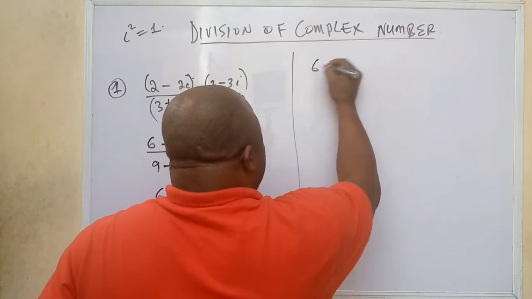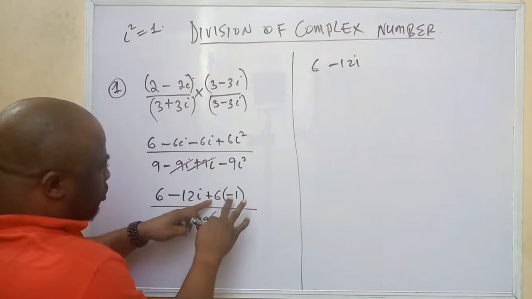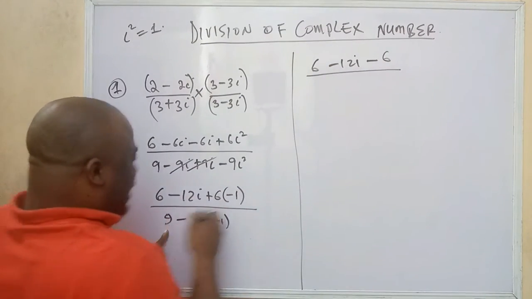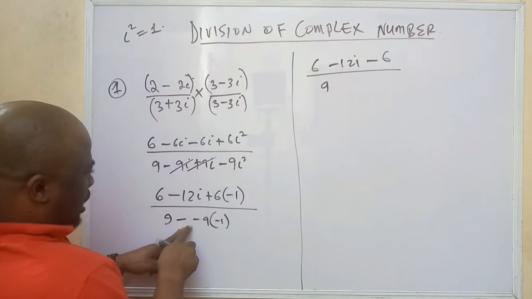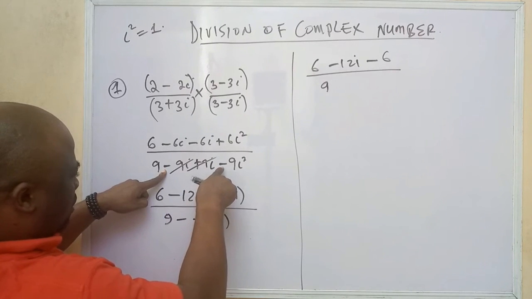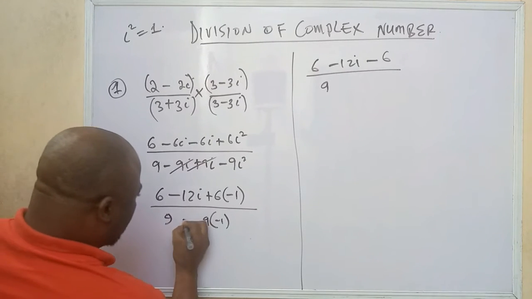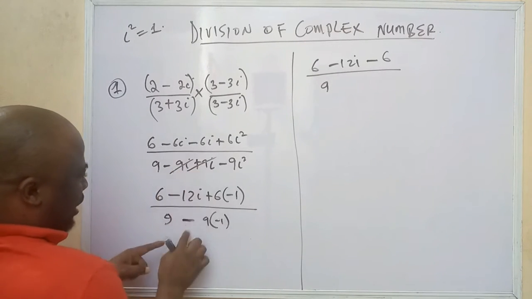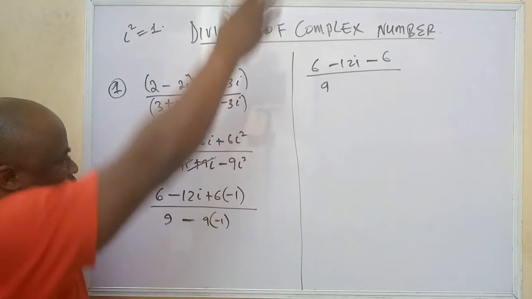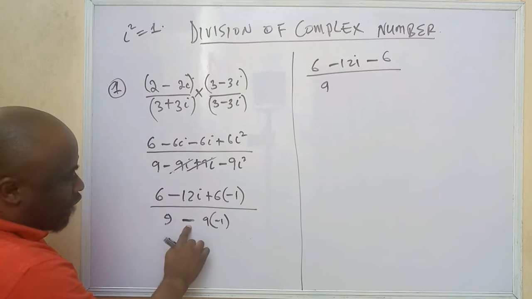Now, we continue. 6 minus 12i, and 6 times minus 1 is minus 6, all over 9. You have minus 9i here plus 9i here, that is 0, so everything is gone there. So don't make a mistake. The only thing you have left in the denominator is 9 minus minus 9, which is plus 9.